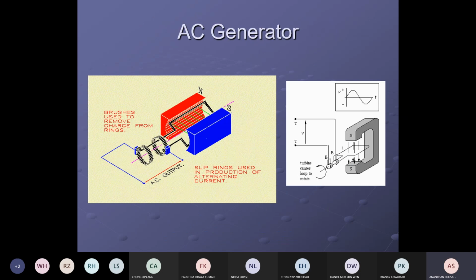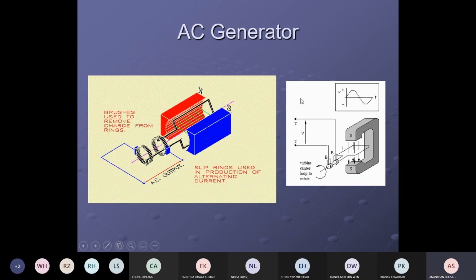So the winner is the AC generator. We use an alternating current generator, not a DC generator. The coil will turn in a magnetic field, so the coil will experience changes in magnetic flux linkage. This induces an EMF, and because it is a closed circuit, current will flow out from this circuit.